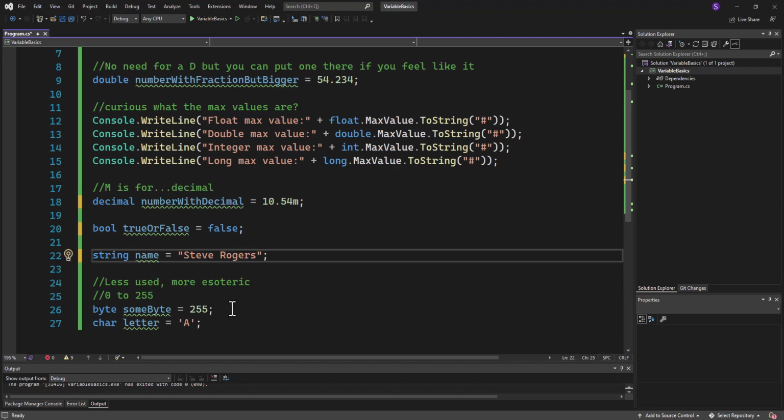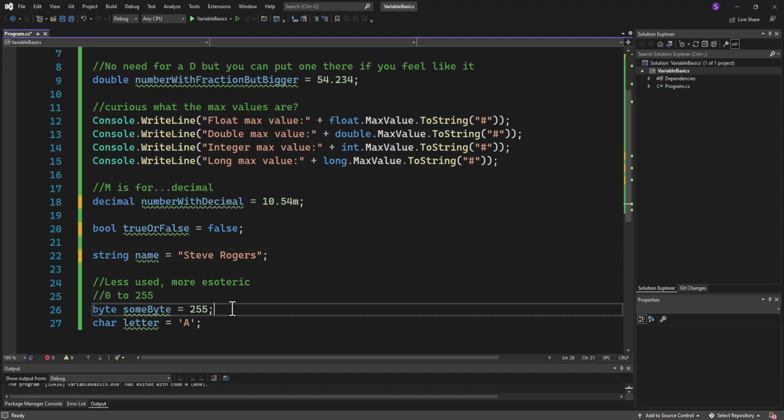Some more esoteric, less used, but still good to know data types in C# are byte. Bytes come into play a lot of times with files, when you're taking files and uploading them or downloading them, although you don't really need to know much about that. We have arrays of bytes that sometimes come into play. A byte can hold a value between 0 and 255. So if you put 256 in here, it's going to give you a compilation error, because it's for values between 0 and 255.